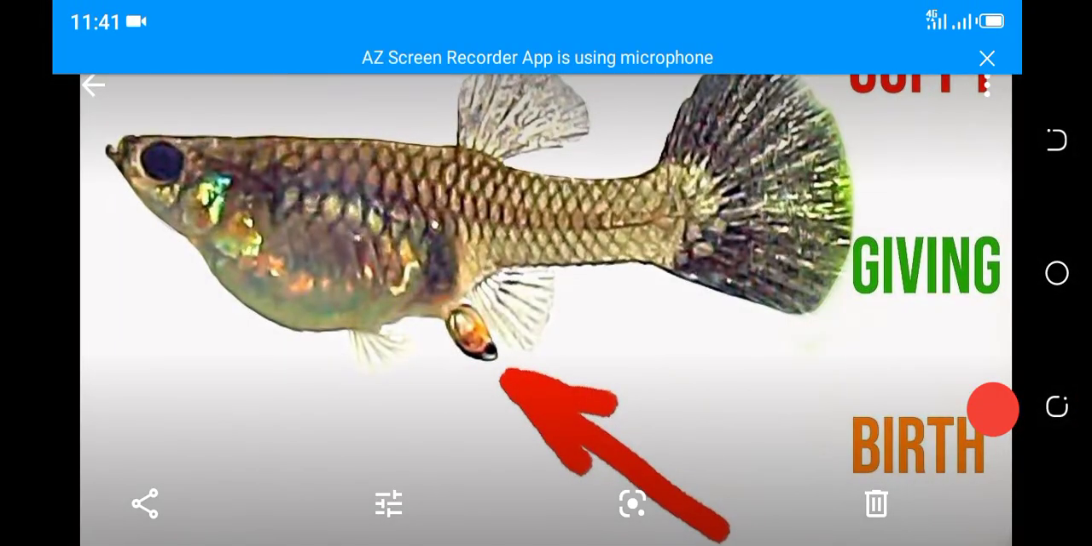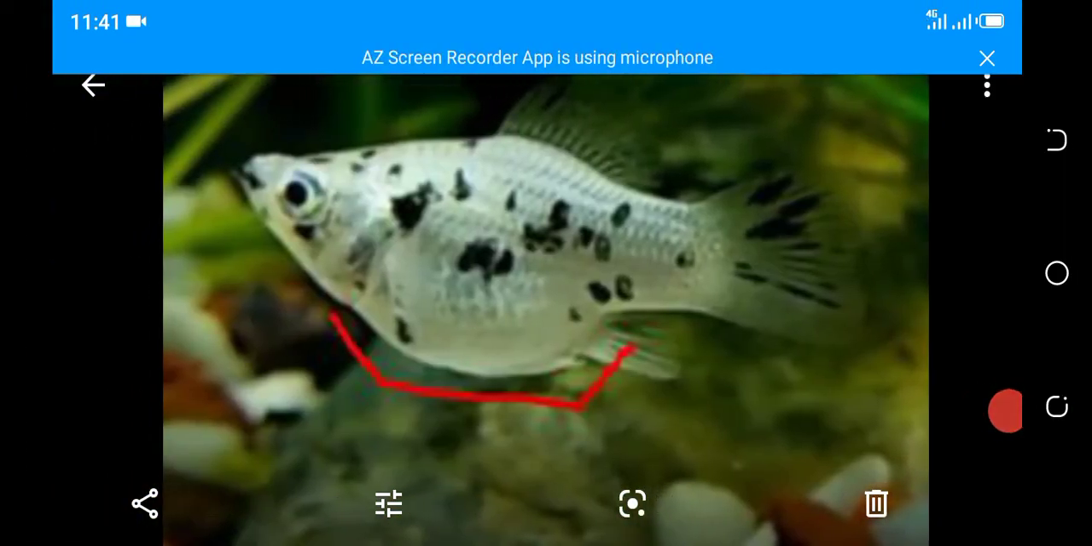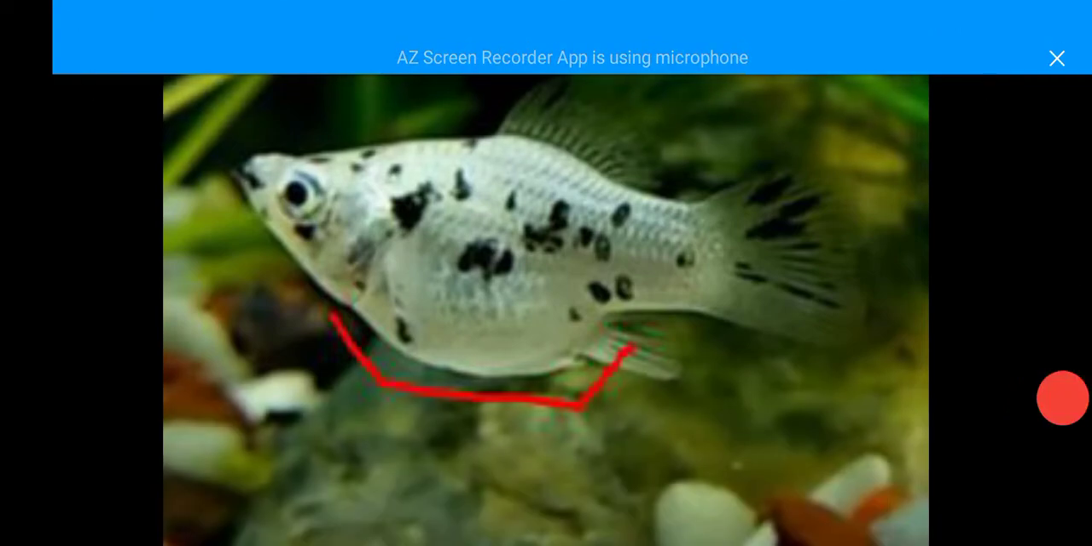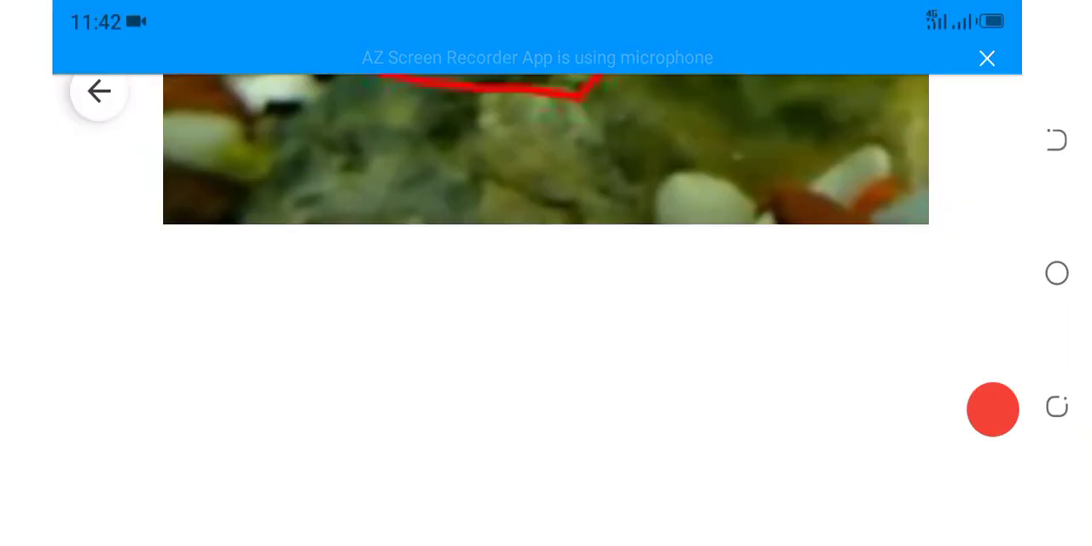Also here, this fish, the molly. Look at this part with red color. This fish is now pregnant. Then it will deliver its babies, give birth to its young. So most fish lay eggs, but some can deliver babies or give birth to their young, such as sharks, guppies, and molly fish.